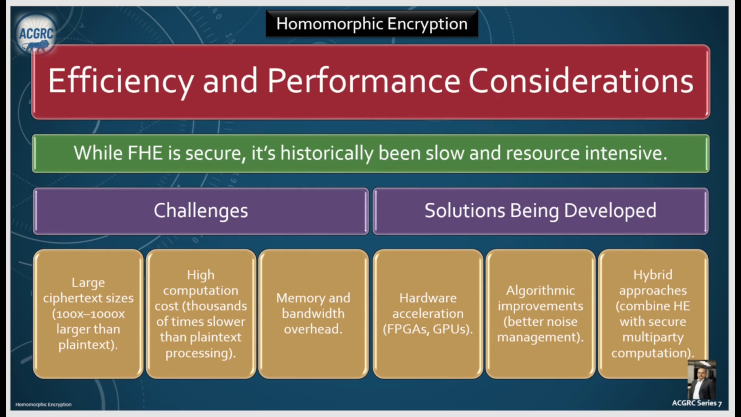Let's look at it from an efficiency and performance perspective. While fully homomorphic encryption is secure, it has historically been slow and resource intensive. Challenges: large ciphertext size, a big problem. It's 100x or 1000x larger than plain text. It requires high computation, hence high cost. It requires a lot of memory and bandwidth. So that's the overhead.